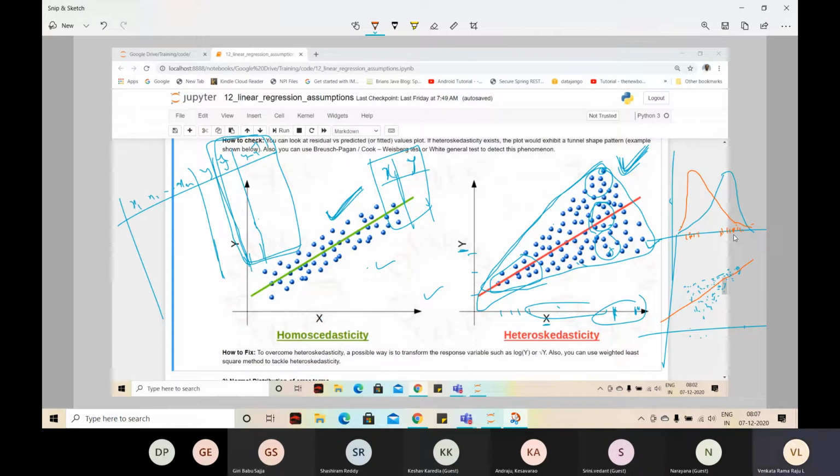If x is also skewed like that, then there will not be a problem. X is also right skewed or x is also left skewed, there will not be a problem. Only if y is right skewed or left skewed, then you may get heteroskedasticity. Did you get it, guys?